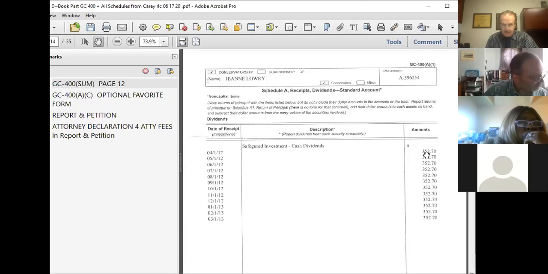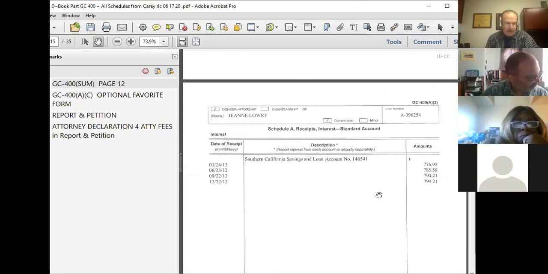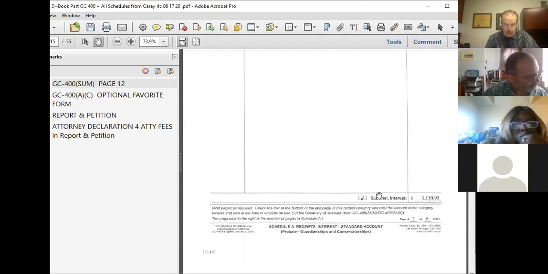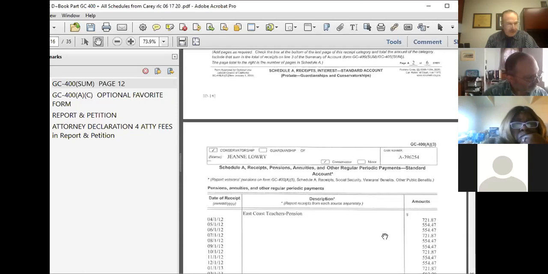And you're putting the cash value of the dividend there. Don't ever use per share value. Stockbrokers love per share values. We don't use them here, except on the inventory and appraisal. Okay, so in the interest, then we go to pensions.